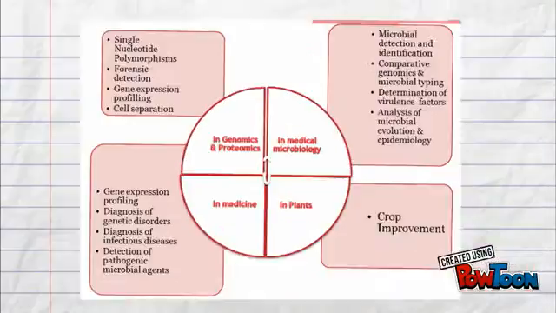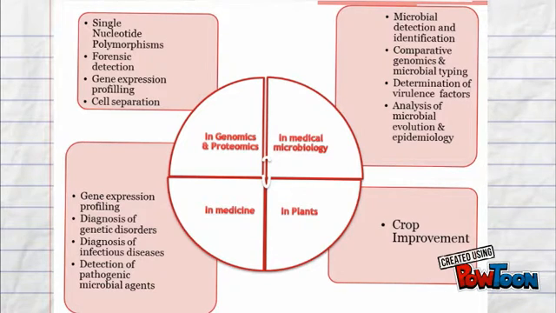Move on to the application of microarray. Microarray can be applied in genomics and proteomics, in medical biology, in medicine, and in plants. The examples of application in genomics and proteomics are SNPs, forensic detection, gene expression profiling, and cell separation, whereas the examples in medical microbiologies are microbiome detection and identification, comparative genomics, and microbial typing.